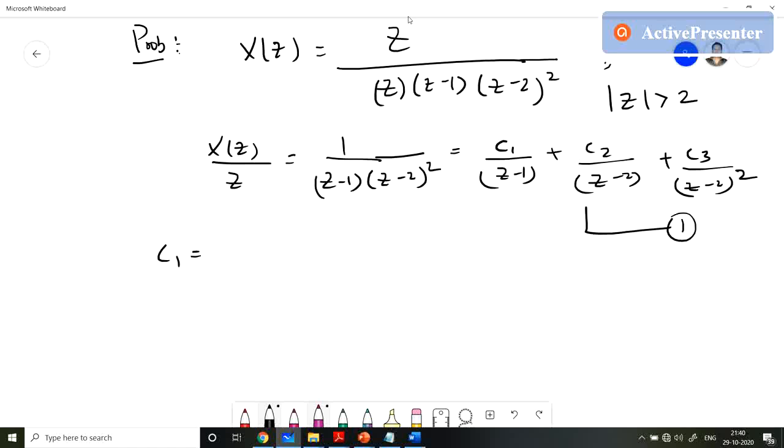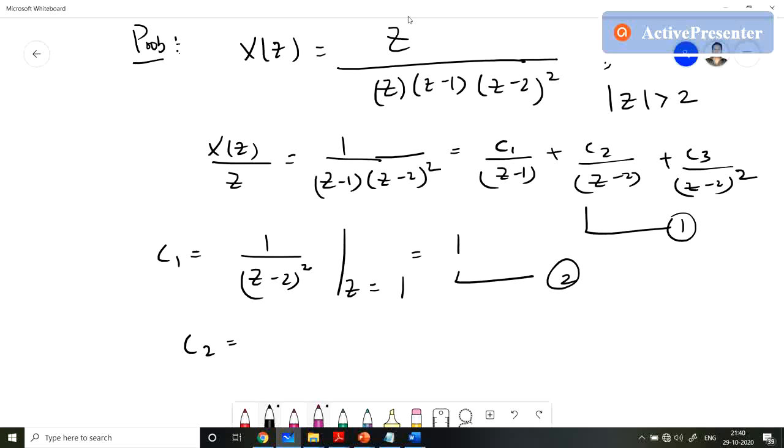Then what is c1? So c1 is 1 divided by z minus 2 square at z equal to 1. So we will get 1. This is equation number 2. Let us find c3 first. So c3 is 1 divided by z minus 1 at z equal to 2. Please check this, and it is equal to 1. So this is equation number 3.